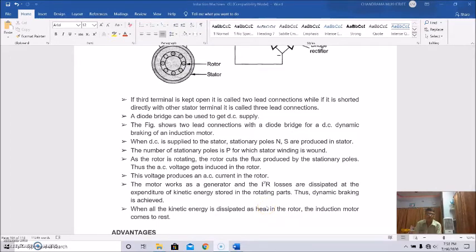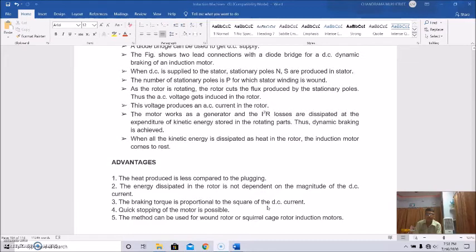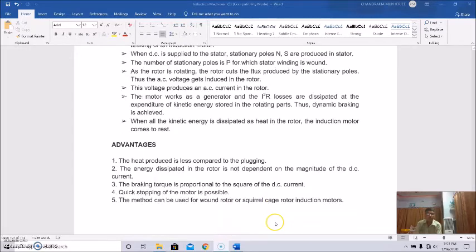So this is about DC dynamic braking, and it has a big advantage. The heat produced is less than in the case of plugging. Actually, in plugging the heat production is more, and the energy dissipated in the rotor is not dependent on the magnitude of the DC current. The braking torque is proportional to the square of the DC current, quick stopping of the motor is possible, and the method can be used for wound rotor or squirrel cage rotor induction motors also.